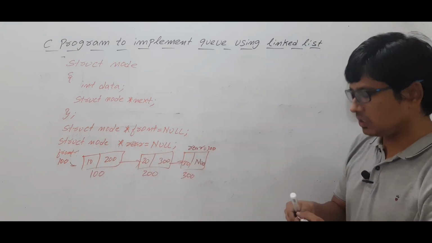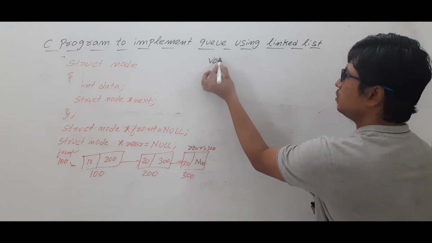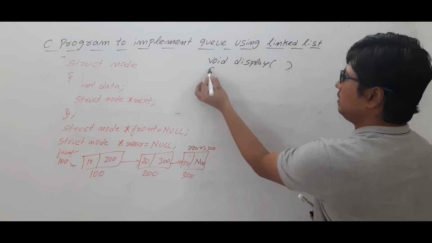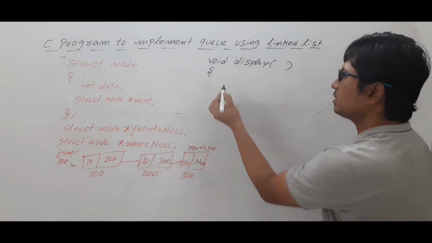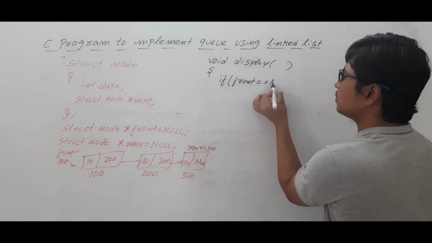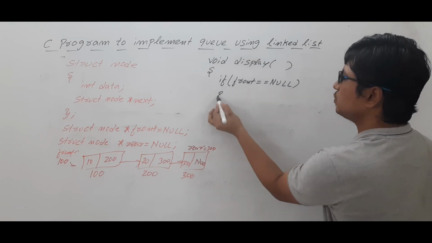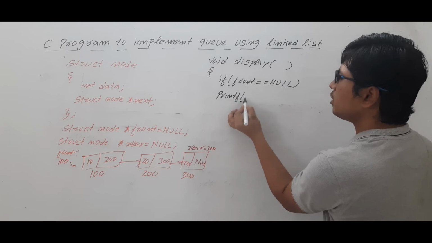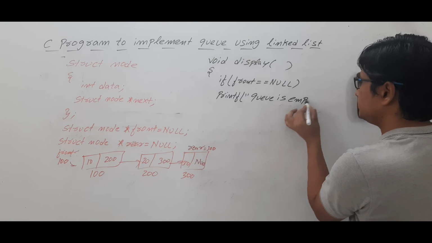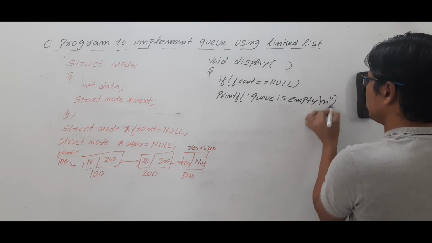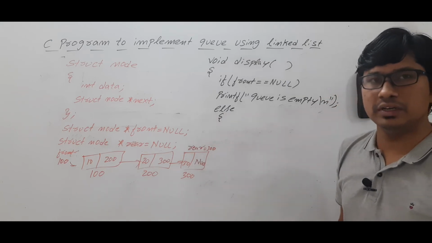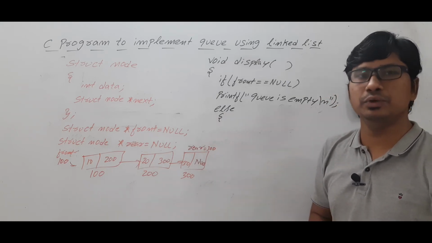Now I want to display these elements. So void display, I will write a function. Before displaying, I need to check whether the queue is empty or not. How can I check? If front is equal to null, then I can say that the queue is empty. If the queue is empty, how can I display the elements? I cannot display the elements. Else, meaning there are some elements in the queue, you need to display them.